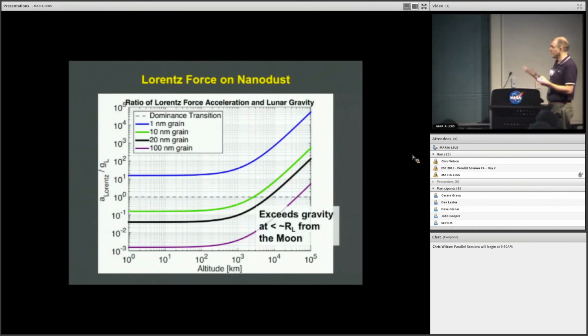Then when you do the same comparison to see how it compares with gravity, you find that the Lorentz force can begin to exceed gravity when you get to about a lunar radius away from the moon, for the 20 nanometer grains that we think we're seeing. But even for the tiny stuff, that stuff's exceeding gravity just at the surface, and that's just disappearing.